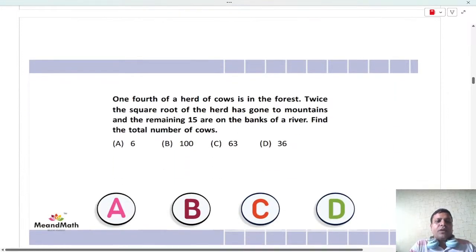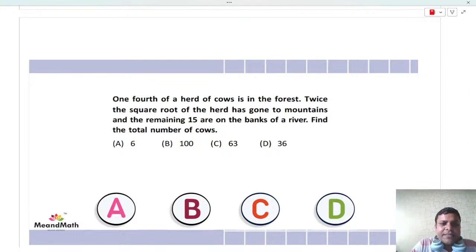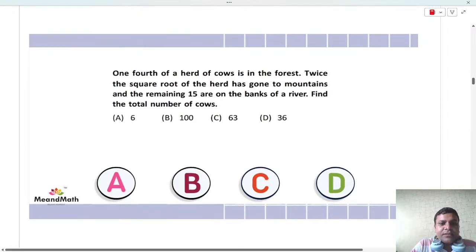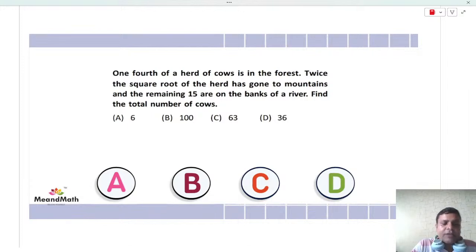The next question is: 1/4 of a herd of cows is in the forest. Twice the square root of the herd has gone to the mountains and the remaining 15 are on the banks of a river. Find the total number of cows. Try to solve this question. I'll give you 2 minutes. Read the question very carefully. You will get the answer.